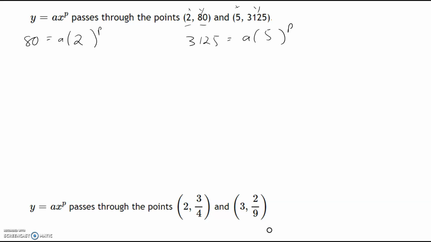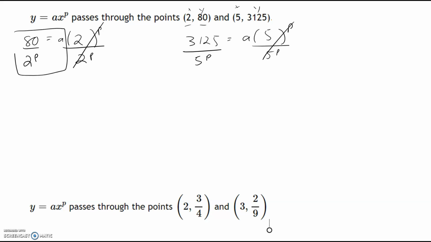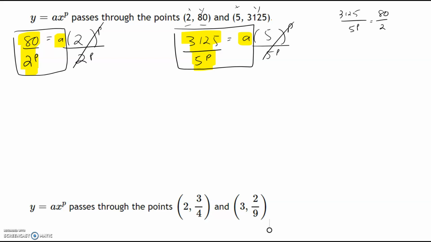Okay, so the first trick we're going to do is divide both sides by this exponential piece to solve for a. And then look what we have. We have a equals 80 over 2 to the p, but a also equals 3125 over 5 to the p. So since these are the same a, I can just equate these two parts of the equation. I can just say this equals this, since they're both a. Okay, so that's where we're going to start. So 3125 over 5 to the p equals 80 over 2 to the p.